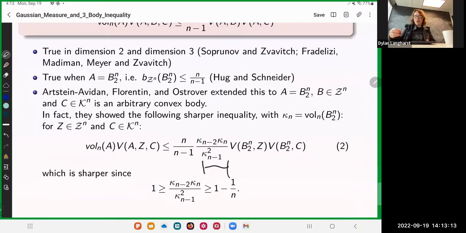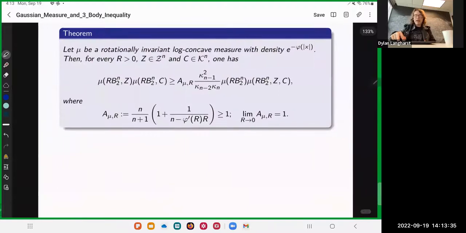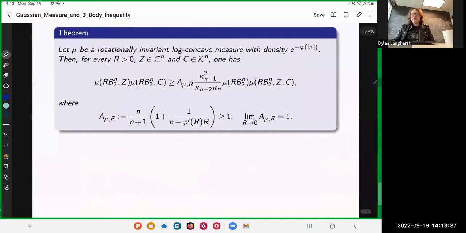And this is sharper because this constant is less than 1. So what they have shown is that B(B_2^n), to use this notation I've introduced, is less than or equal to n over n minus 1 times a kappa_n ratio, which is less than or equal to n over n minus 1. So it's sharp. And so we were able to replicate the result from Artstein-Avidan et al. for rotationally invariant log-concave measures.